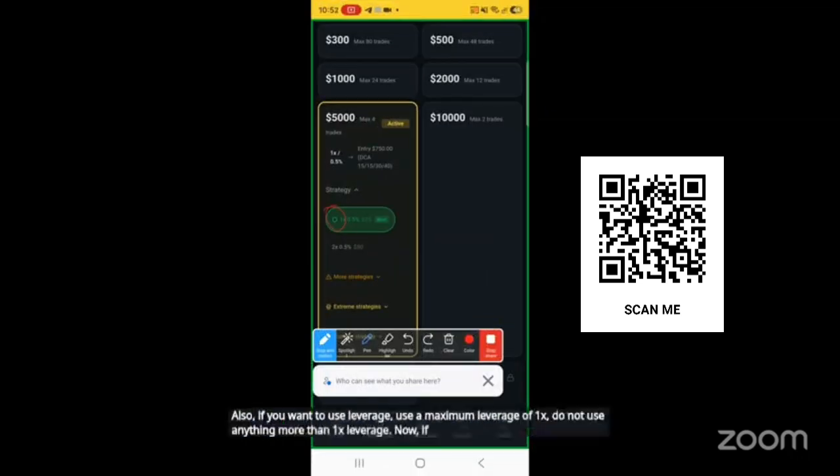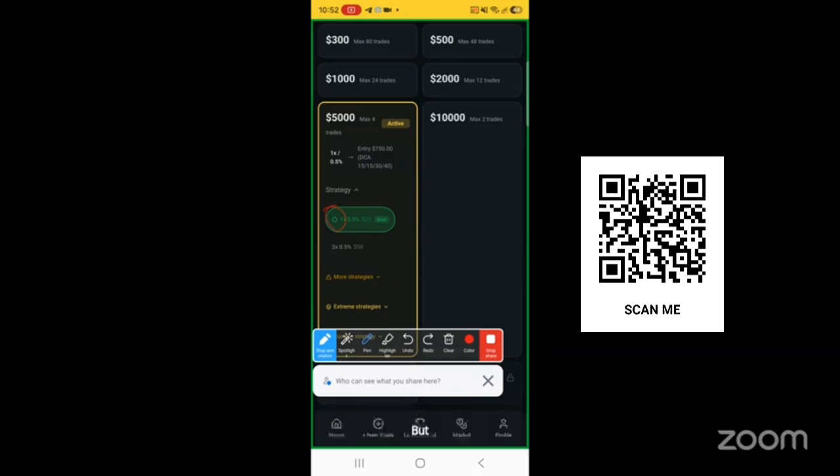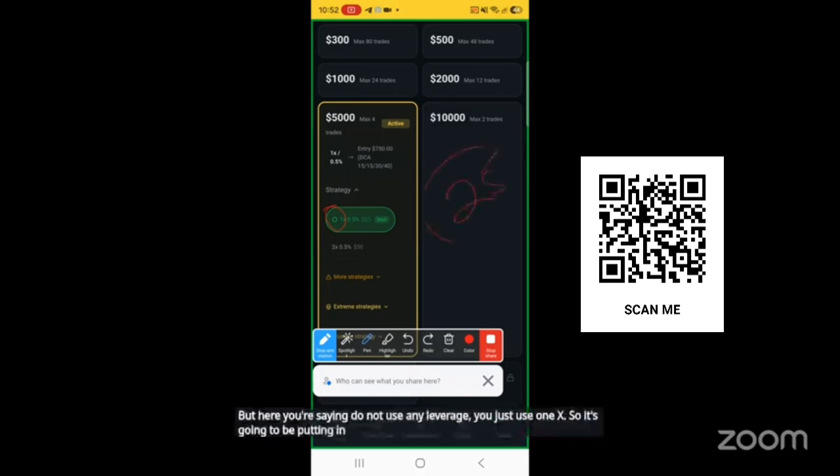Now, if you've been into futures trading for long, you understand what leverage means. Leverage means you get to make more profit on any trade, because it's as if you're trading with a bigger capital. But here you're saying do not use any leverage, you just use 1x. So it's going to be putting in $25 per trade.